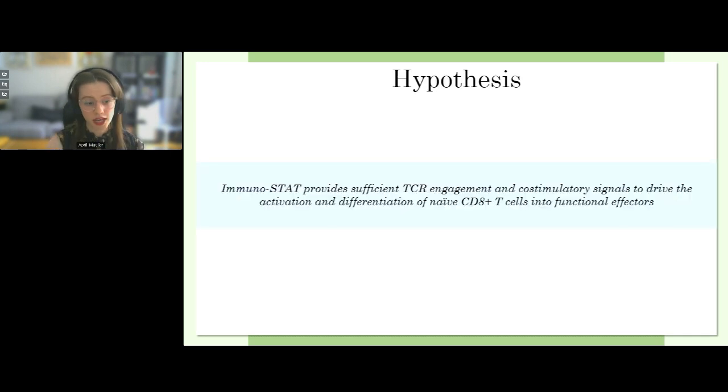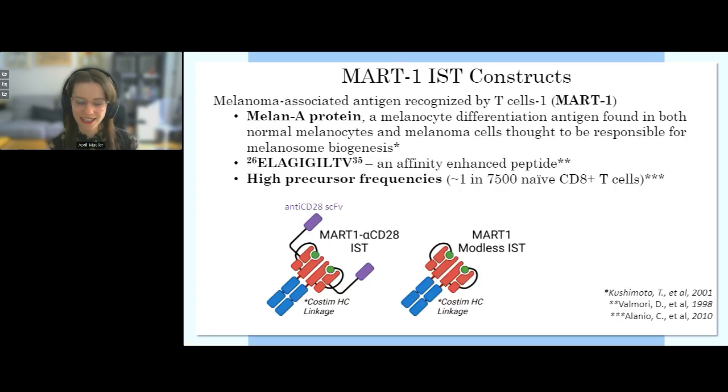So that brings me to the hypothesis of today, where we wondered if Immuno-STAT could provide sufficient TCR engagement and co-stimulatory signals to drive activation and differentiation of naive CD8 T cells into functional effectors. So let's get into some data. But before we begin, I want to talk about the IST construct that we started using.